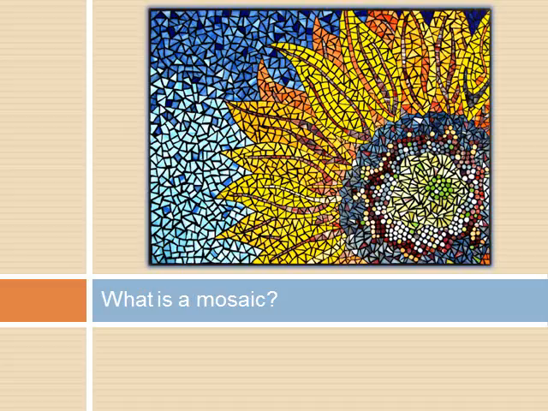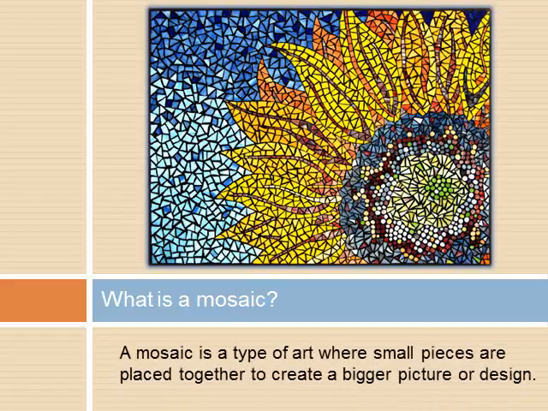Now that we have reviewed area and perimeter, we can begin to explore the mosaic art form. So what is a mosaic? A mosaic is a type of art where small pieces are placed together to create a bigger picture or design. Mosaics are most commonly made out of glass, ceramic tiles, paper, or a combination of many different materials.